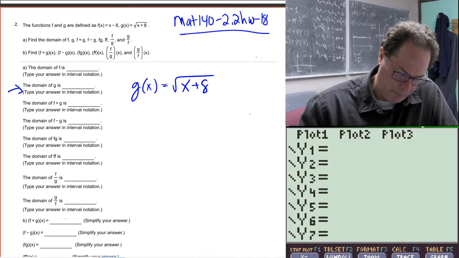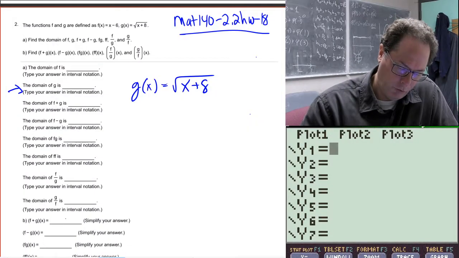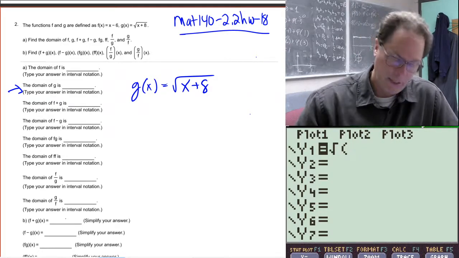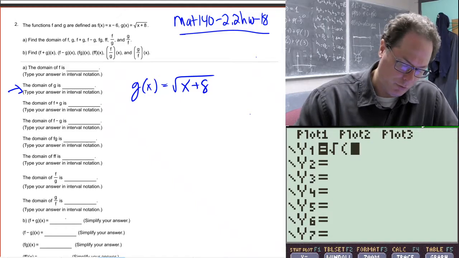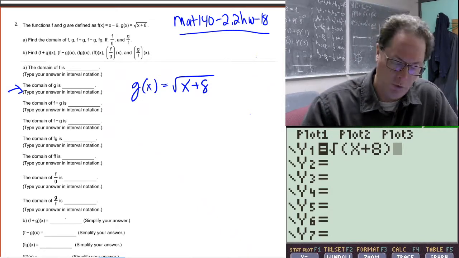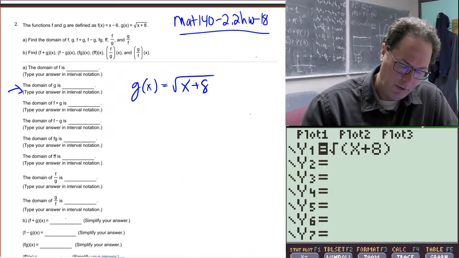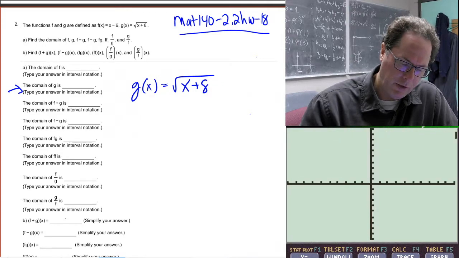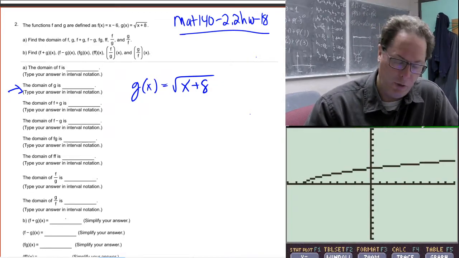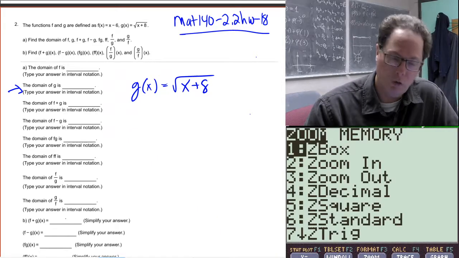So let me see here. The square root function is the second function, x squared, and that'll get you the square root. You put in x plus 8. It's good to close that parenthesis. That means close the square root. And let's hit graph. Now you're going to see different things depending on if you have your standard window set up. Sometimes it's helpful to hit zoom.